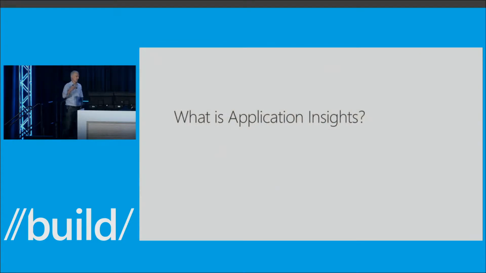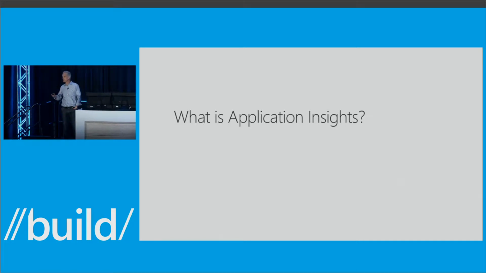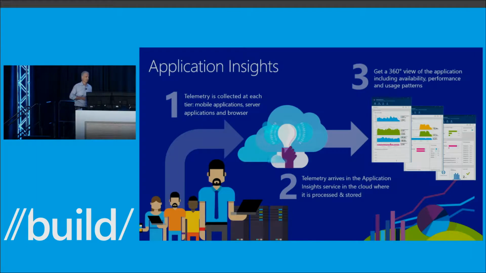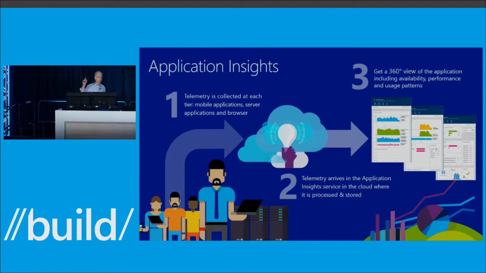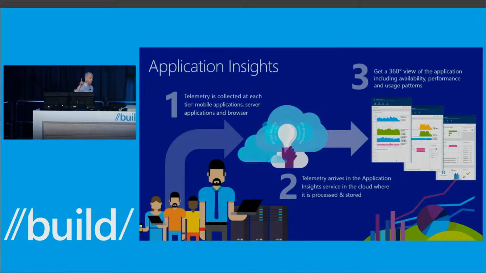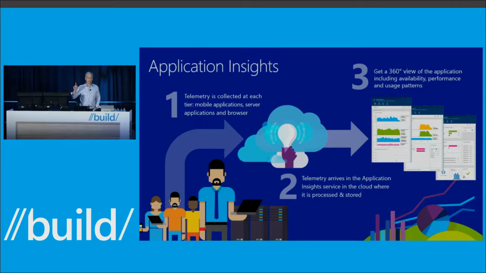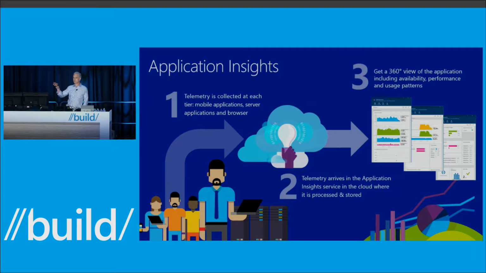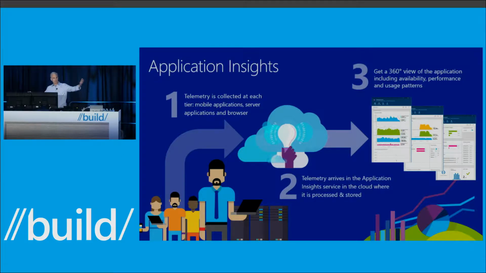So this is where Application Insights comes into play. It can help you with these same challenges. In a nutshell, Application Insights does three things. The first is that we collect telemetry from all of the places where your application is running, be it on mobile devices of all different types, the back-end server, the browser where your customers are using your web app.